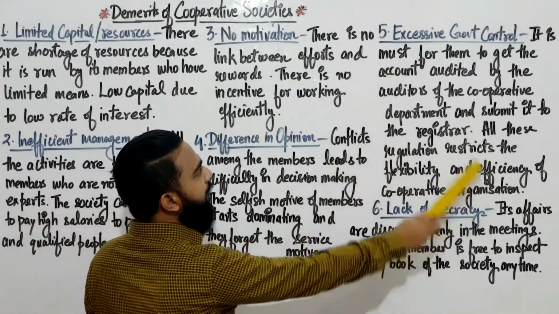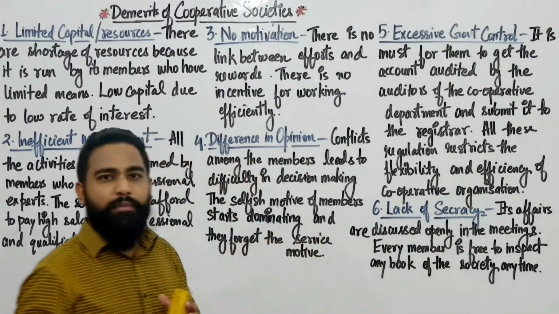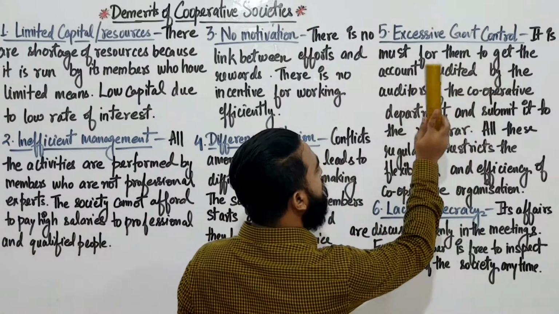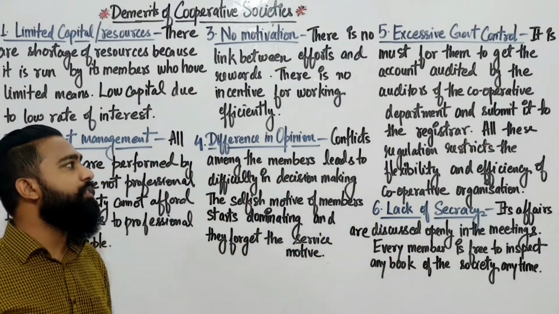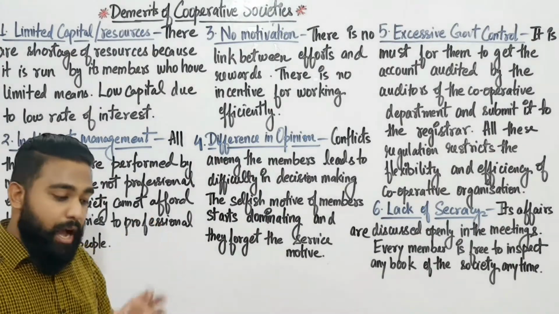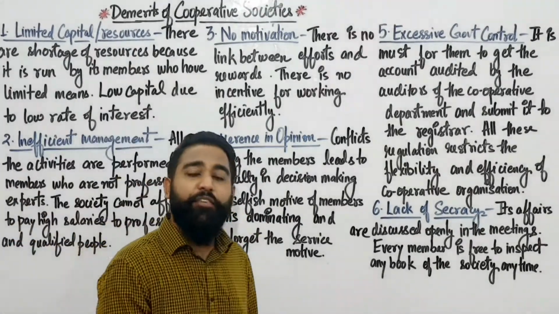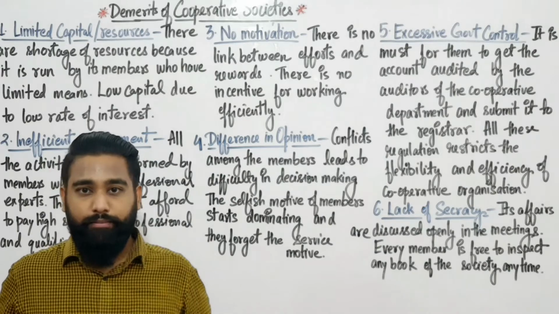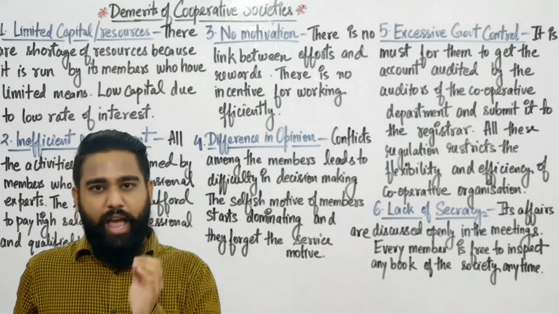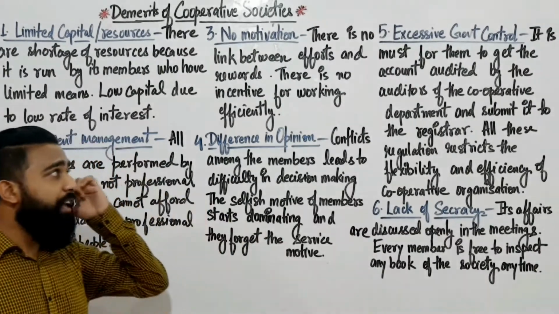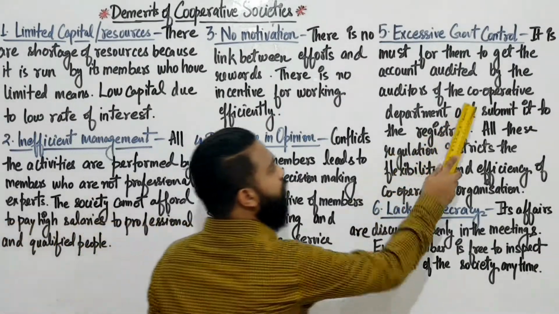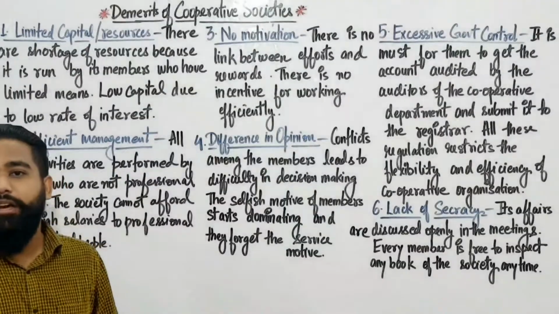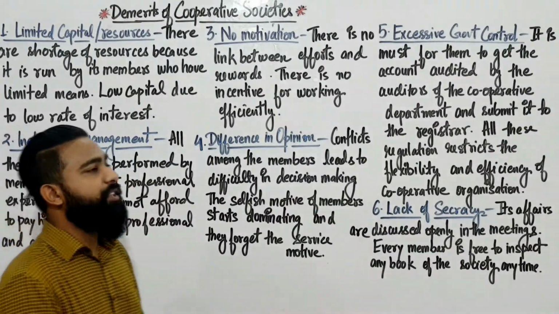Now the fifth one is excessive government control. The government controls too much. It is a must for them to get the accounts audited by the auditors of the cooperative department. The accounts need to be verified, whether the money they have presented is true, whether the transactions have actually happened or not. The accountant from the cooperative department comes and checks whether their accounts are correct or not.